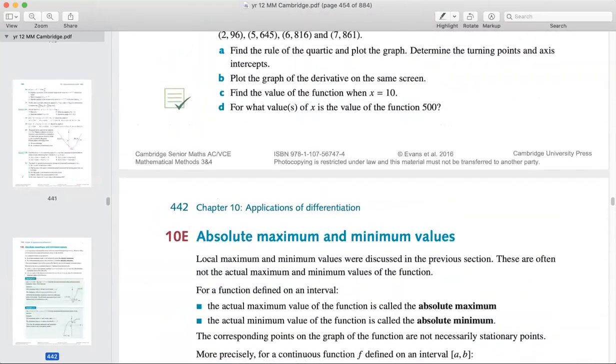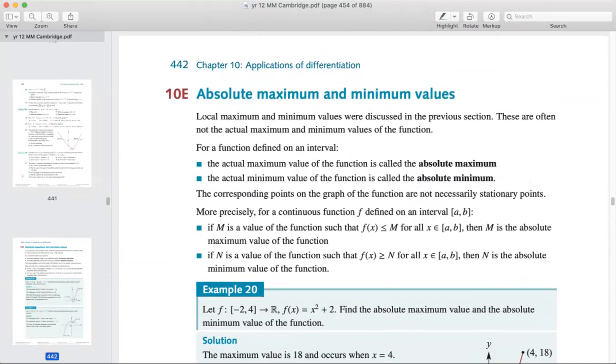So 10E is what I said before, absolute maximum and minimum values. For this one, just make sure you find all the stationary points and you find all the ending points, and then compare them. So let's look at example 20. We have -2 to 4, which is the domain. So our function f(x) is x squared plus 2. They ask us to find the absolute maximum and the absolute minimum of the function.